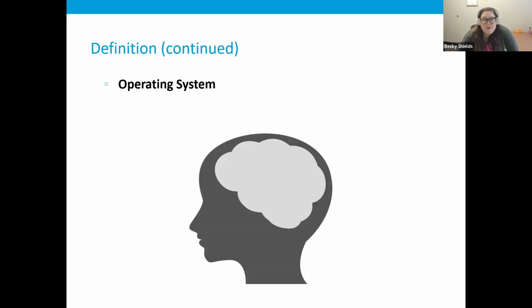The operating system for a PC or Windows computer is called Windows. We learned about Windows 10 in last week's session. But for a Mac computer, the operating system is called Mac OS, with that OS standing for operating system.